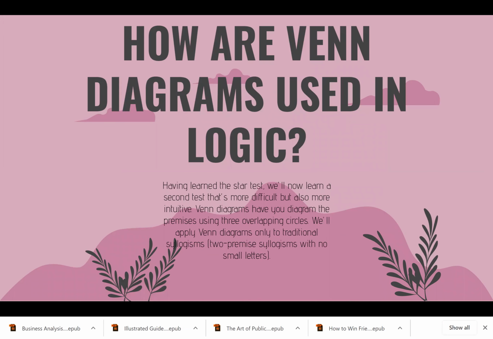So how are Venn diagrams used in logic? Having learned the STAR test, we'll now learn a second test that's more difficult, but also more intuitive. Venn diagrams have you diagram the premises using 3 overlapping circles. We'll apply Venn diagrams only to traditional syllogisms, meaning 2 premise syllogisms with no small letters.